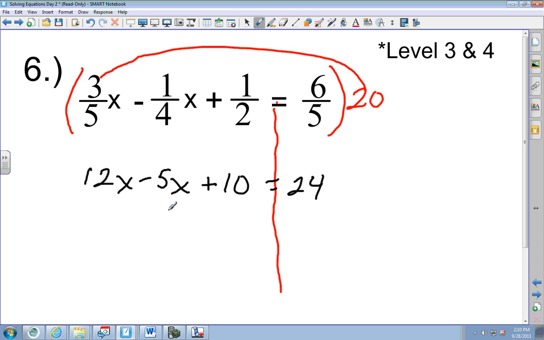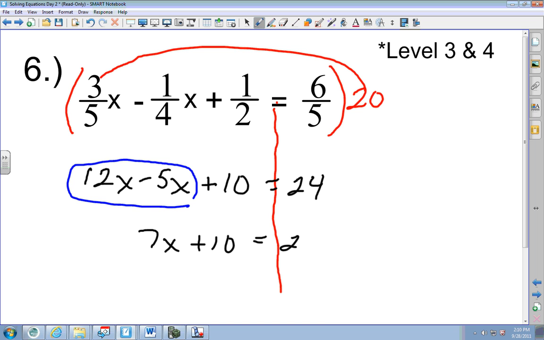So here, put your x's together. I get 7x plus 10 equals 24. Subtract 10 from each side. 7x equals 14. Divide by 7. X equals 2.